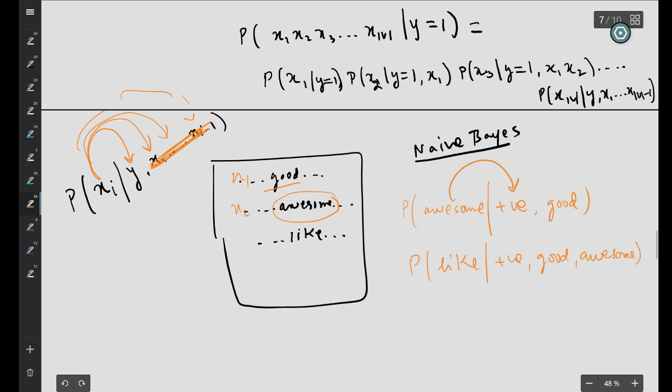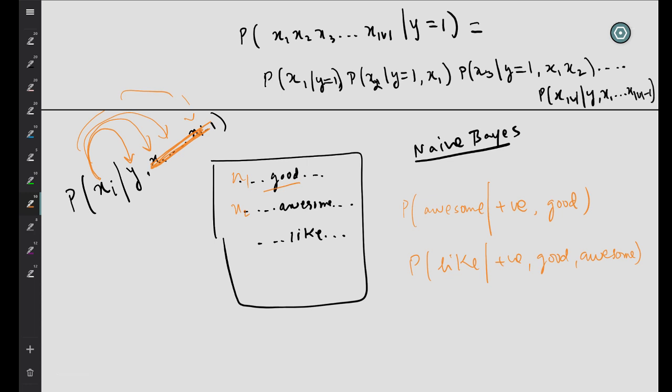So we are going to remove all these constraints. It says that if you have already seen the word good, it does not tell you anything about the probability of the word awesome. What I'm trying to say here is that if you have seen one word like good, you cannot say that awesome will occur, or that awesome or like will occur with a higher probability. In general, this is not the case. So this is a very strong assumption, but by taking this assumption we are able to simplify the equation and it works pretty well in practice. That is why this naive Bayes classifier is popular.